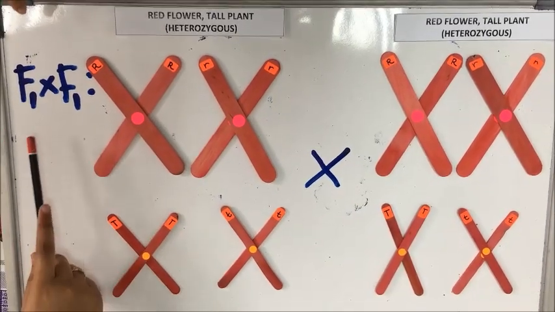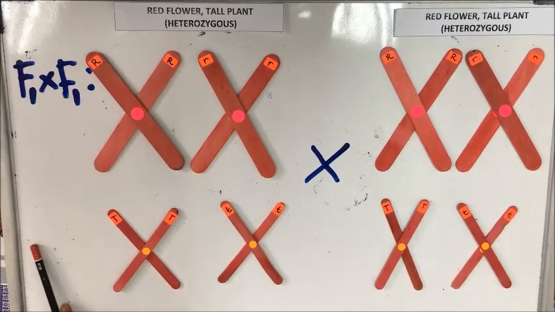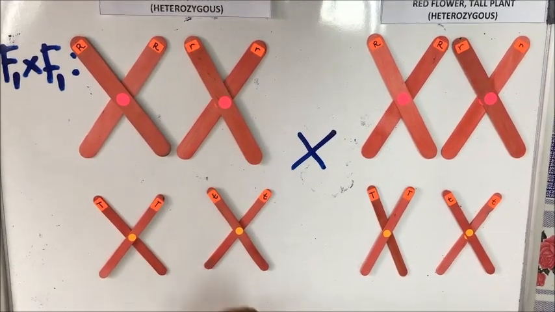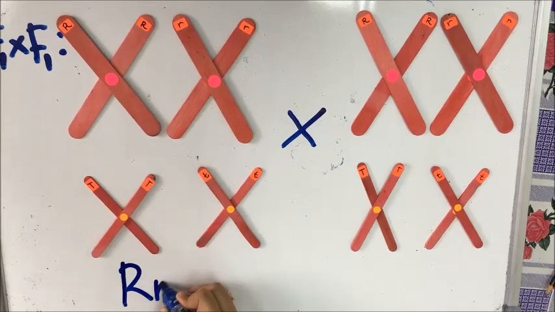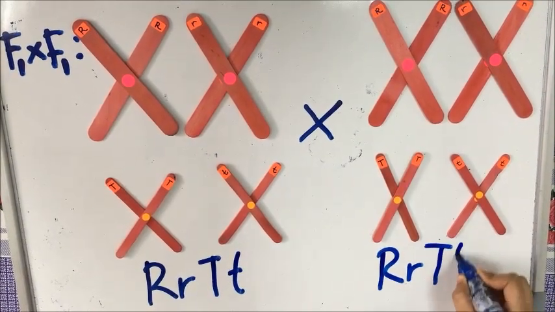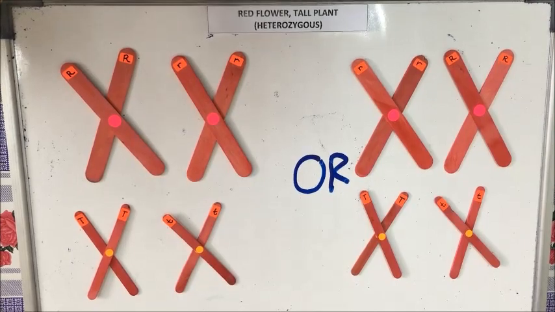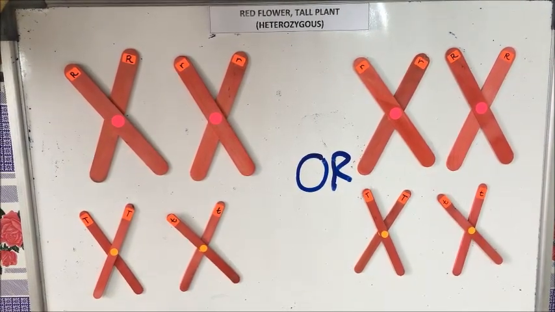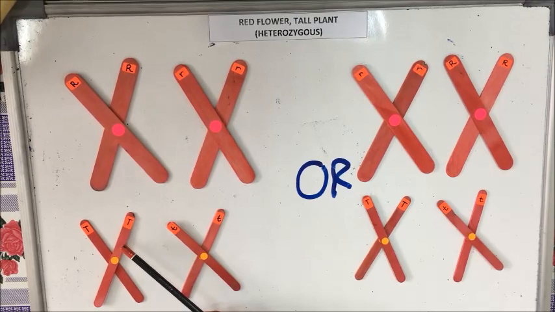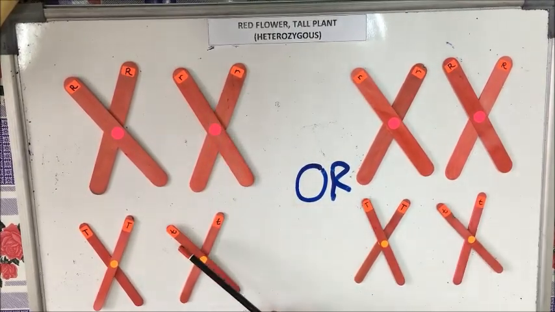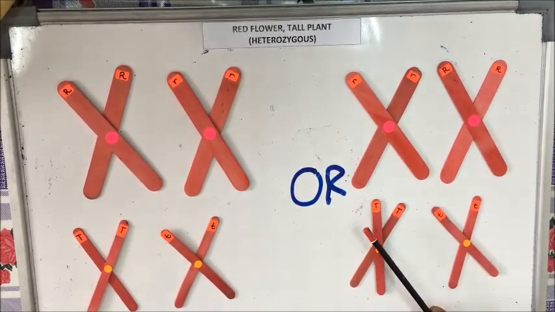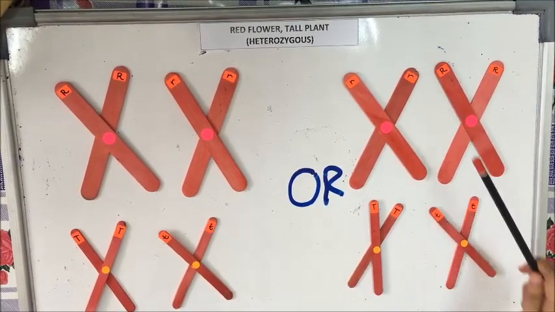F1 plants were self-pollinated to produce F2. Because both parents have the same genotype, they will produce the same types of gamete. The chromosomes undergo independent assortment during metaphase 1. Dominant allele R may pair with dominant allele T. Recessive allele r may pair with recessive allele t, or recessive allele r will pair with dominant allele T.